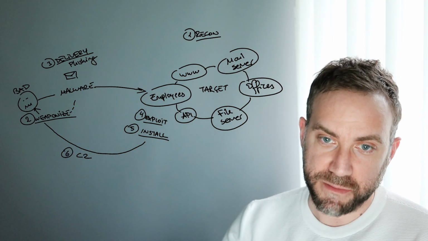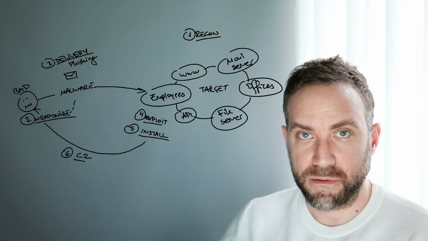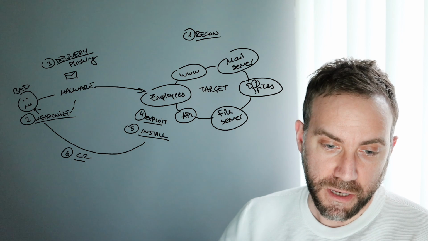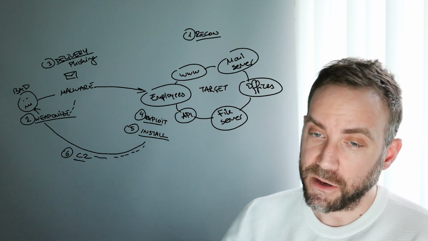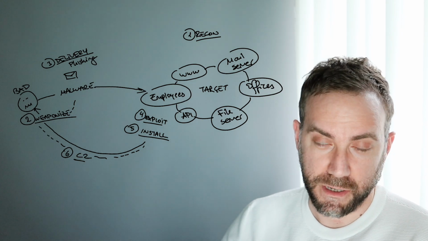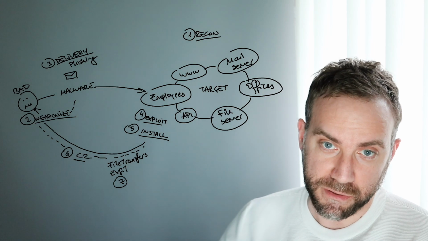And once the channel has been established, then the attacker will move on to fulfill its objectives. So that could be, for example, exfiltrating sensitive files from the victim's servers. Step 7, exfiltration in this example. So this is good, but it has some problems.